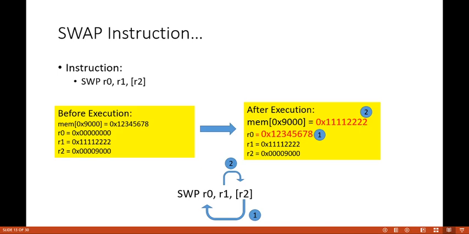This is useful in case of operating system routines. So when it is executing operating system routines, many times the swap instruction is very useful.